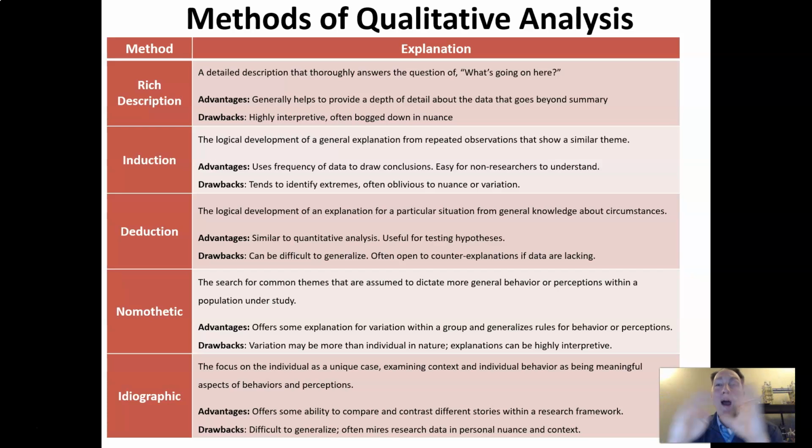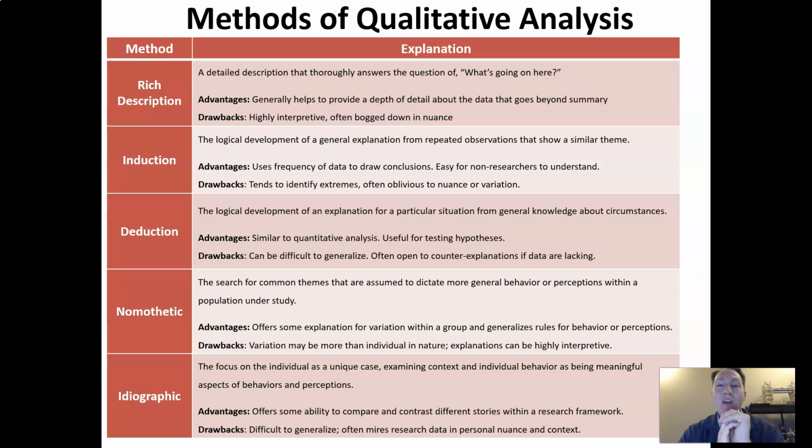Nomothetic is like using a wide-angle lens. And this is kind of the governing principle of quantitative research and sociology. It's the search for common themes that are assumed to dictate more general behavior or perceptions within a population under study. So in other words, when we're taking a macro-level approach at a group of people, we're looking for commonalities between them rather than looking for individual characteristics.